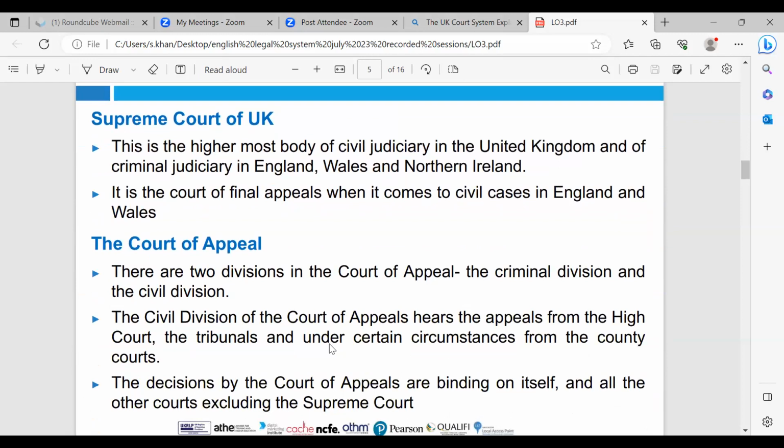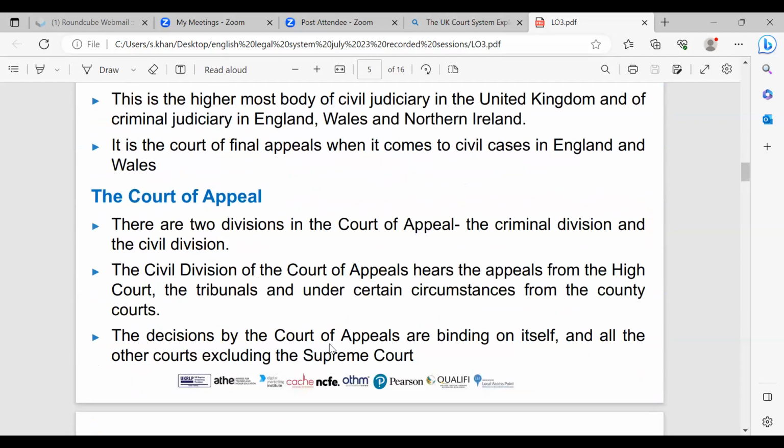So the Supreme Court is the highest body of civil judiciary in the United Kingdom, and of criminal judiciary in England, Wales, and Northern Ireland. It is the Court of Final Appeal when it comes to civil cases in England and Wales. The Supreme Court is a final court, as I've mentioned, for civil cases, and hears appeals on arguable points of law of general public importance and concentrates on cases of the greatest public constitutional importance. The court actually plays an important role in interpreting and applying the law of the UK's territorial jurisdictions.